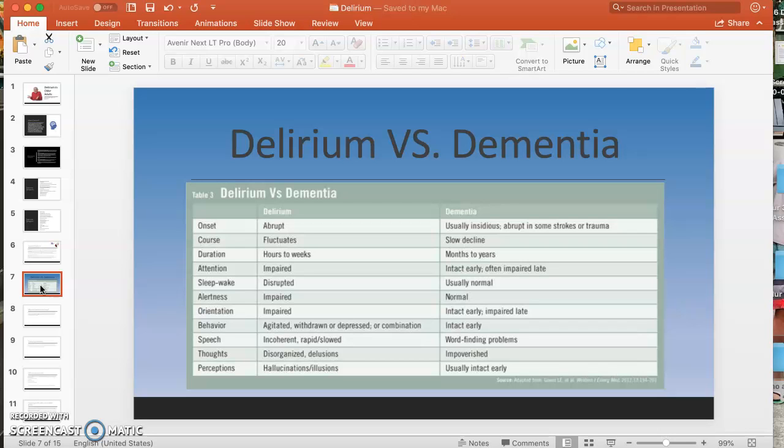Behavior in delirium is agitated, withdrawn, or depressed, or a combination of both, while in dementia it is intact early. Speech in delirium is incoherent, rapid, or slowed, while in dementia, word-finding problems occur. Thought process in delirium is disorganized with illusions, while in dementia it is impoverished. Perception in delirium is hallucinations or illusions, while in dementia it is usually intact early.